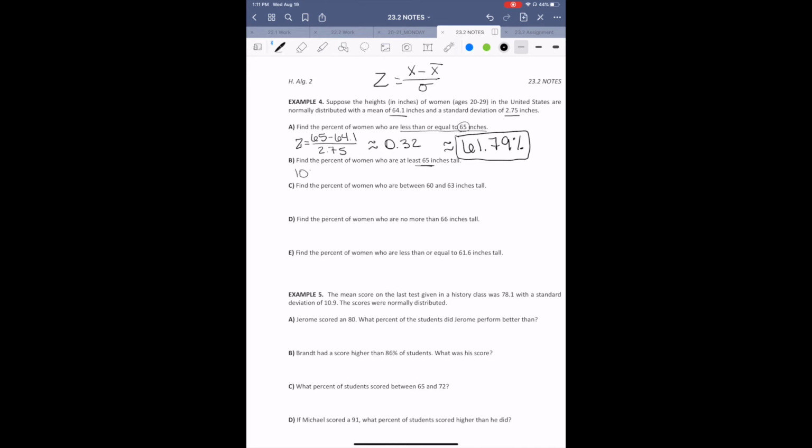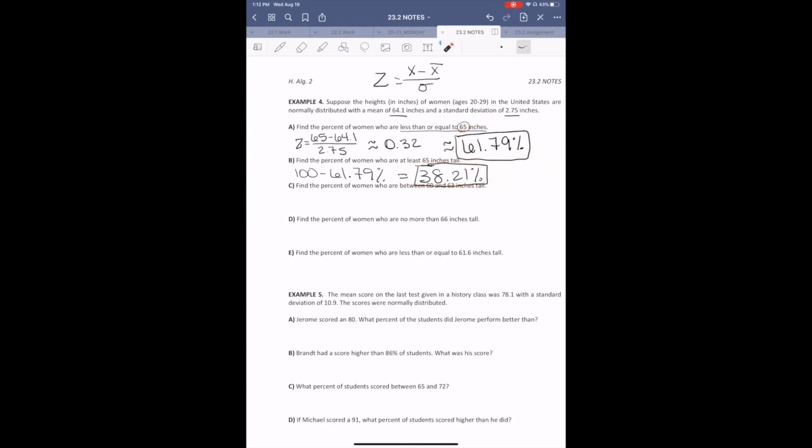This is a simple computation of taking 100% minus 61.79% and subtracting. 38.21% is our answer. Okay, now why did we subtract and not find a z-score? Because we already had the percentage below. So the percentage below plus the percentage above is what gives us that full 100% of data.